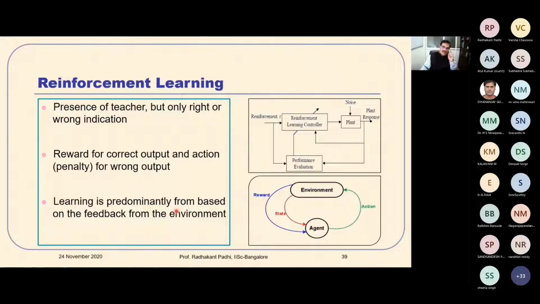Moving on to reinforcement learning, as I told, every input-output data is not fed. The presence of a teacher is there, but only a right or wrong indication is given. Many times, this is pretty easy to generate. If you talk about, let's say, a gaming application, you leave the robot to play. As long as it does not hit anybody, you can keep on playing. The moment it hits someone, you tell it that this is a wrong move. That is pretty easy because a sensor will pick up that some sort of collision happened.